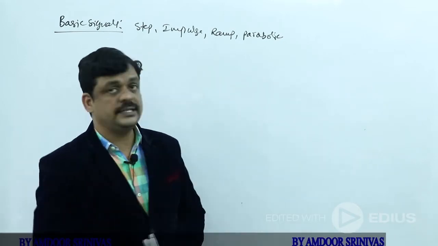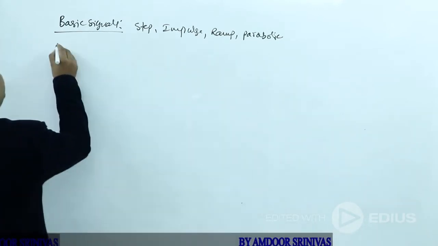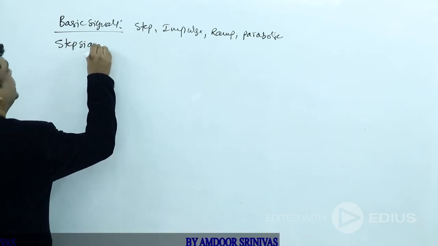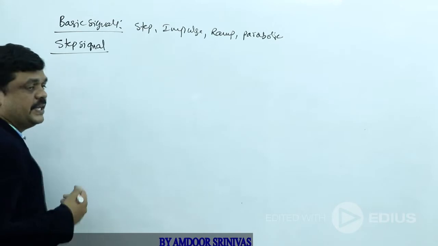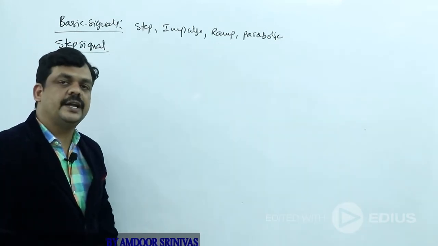These different names are there because all the remaining signals are derived from these signals only. And among these signals, first of all we'll go through the step signal. See, step signal, or we can call it a step function.